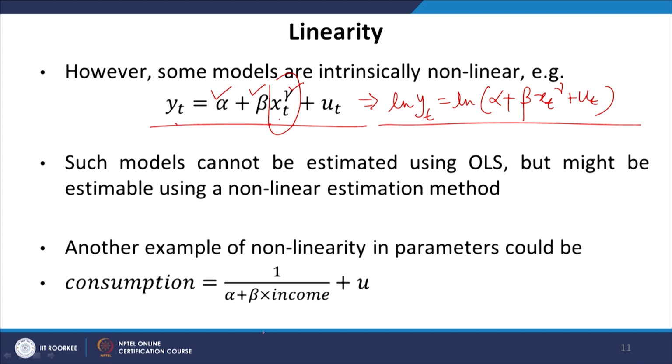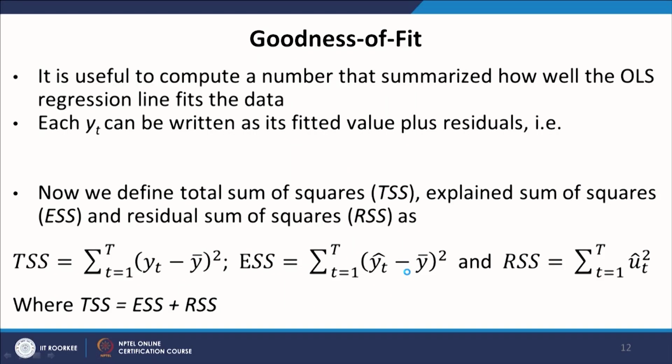Another example of nonlinearity in parameters could be this example, where consumption is expressed as a function of 1 upon alpha plus beta multiplied by income plus u. So, I cannot come up with a variable involving income, which is the independent variable, unless I know the values of alpha and beta. So, this is another intrinsically nonlinear model which is not estimable using methods like OLS, where it is required to have a linear relationship between the parameters, right. Certain nonlinearities in the variables can be converted into linearity. Okay. The next thing that we talk about is the goodness of fit.